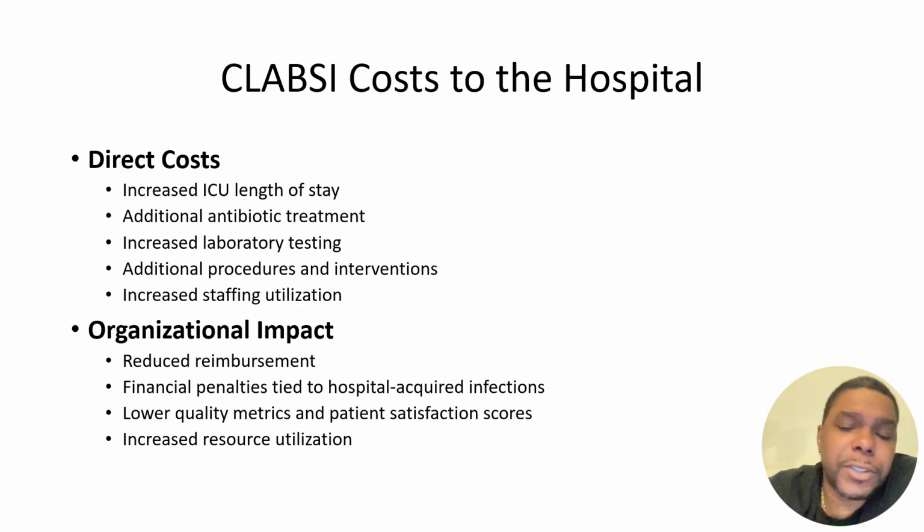So looking further into the cost to hospitals, for example, CLABSIs create a significant financial burden for hospitals. Patients who develop bloodstream infections often require prolonged ICU stays, more broad-spectrum antibiotic therapies, and other additional interventions such as CTs and chest X-rays. Hospitals may also experience a decrease in reimbursement and financial penalties related to hospital-acquired infection rates like CLABSIs. These infections impact not only patient outcomes, but also organizational sustainability and resource allocation.